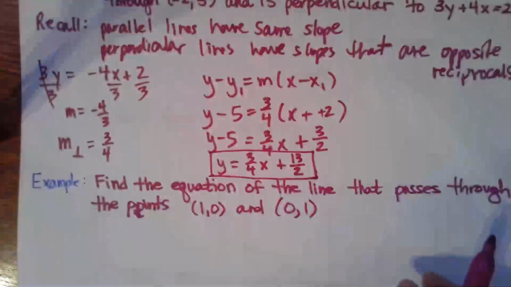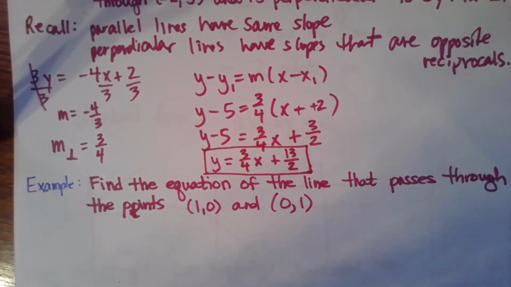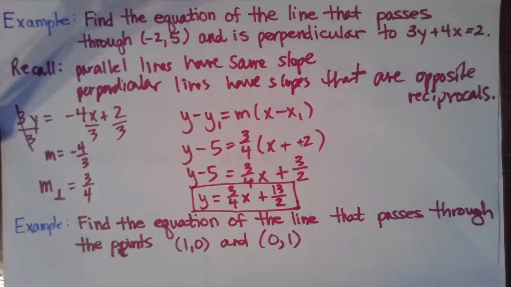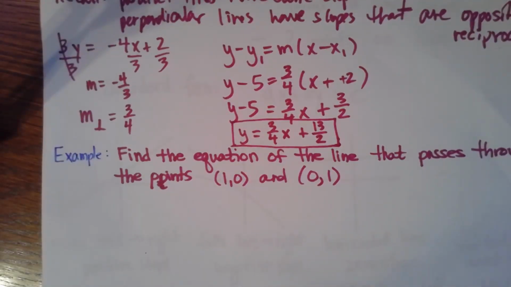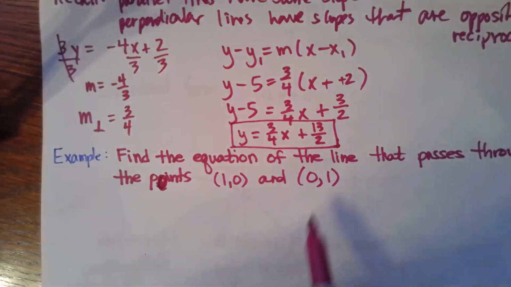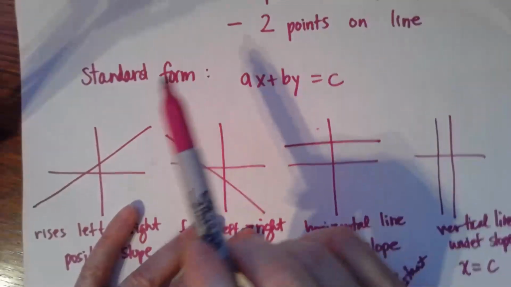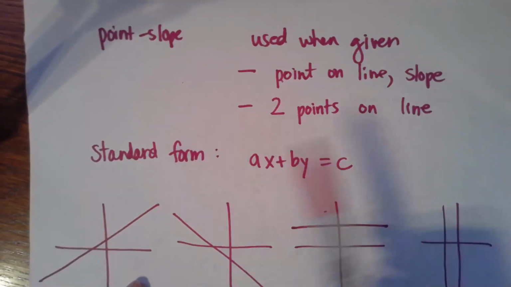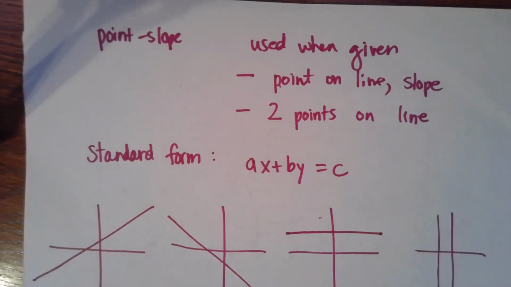So that would be the equation of the line that goes through negative 2, 5 and is perpendicular to the given line. Okay. Next, let's look at this one. We want to find the equation of a line that passes through 2 given points, 1, 0 and 0, 1. Okay, so going back to our list of used when given, if we're given 2 points on a line, we want to use point slope usually.